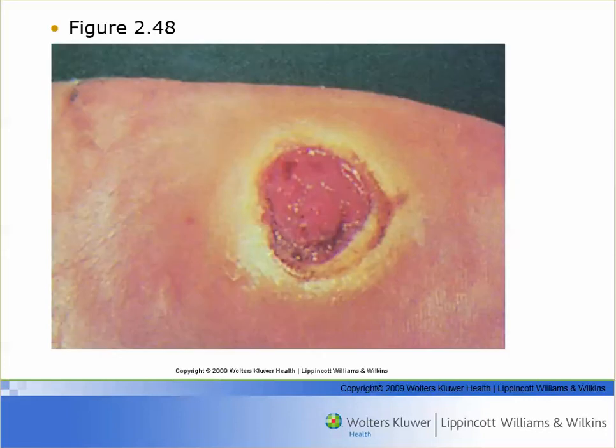This is a picture of one. What happens here is that the center doesn't heal in here. The skin heals and kind of turns back on itself around here, and the center stays open, and will probably leak fluid and be a portal of entry for pathogens.